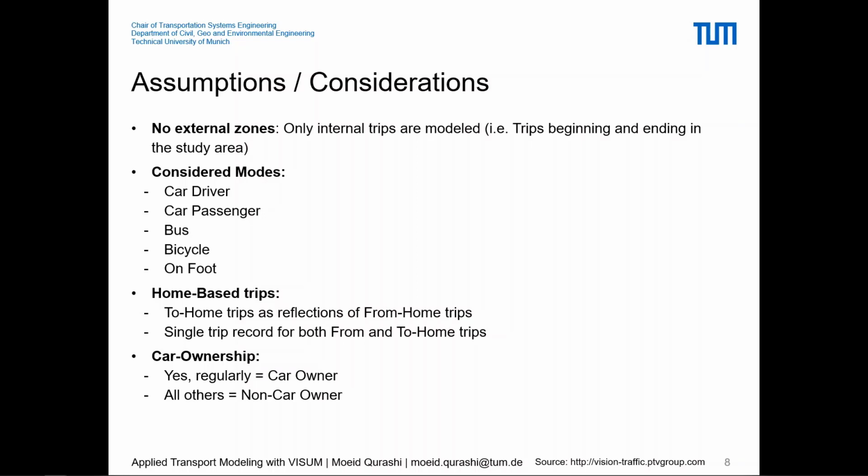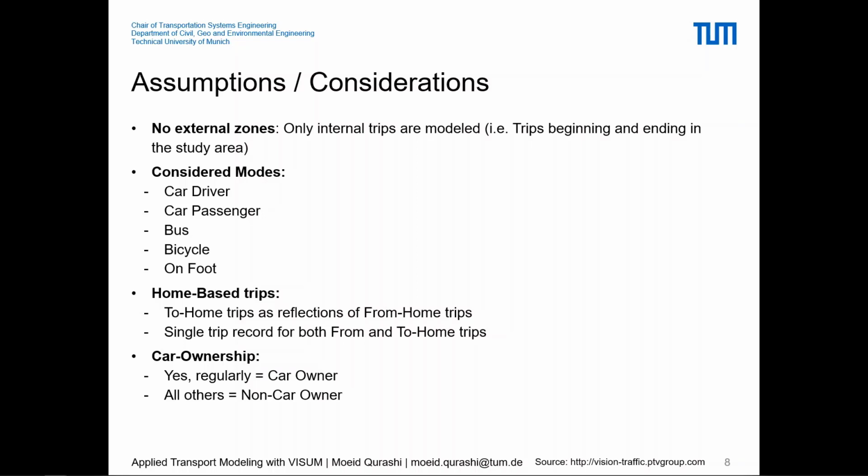This means all the trips that are from somewhere to home are not used directly, but they are merged into the trip that is from home to somewhere. So a simple example would be you have a person that goes from home to work and then comes back from work to home. Now this will be considered a single trip.